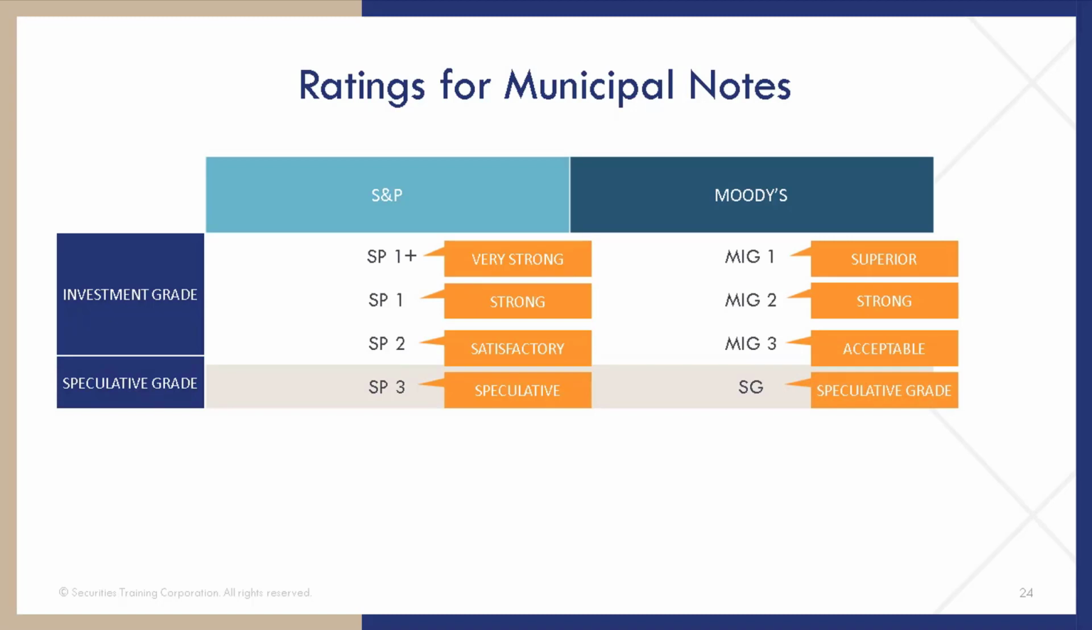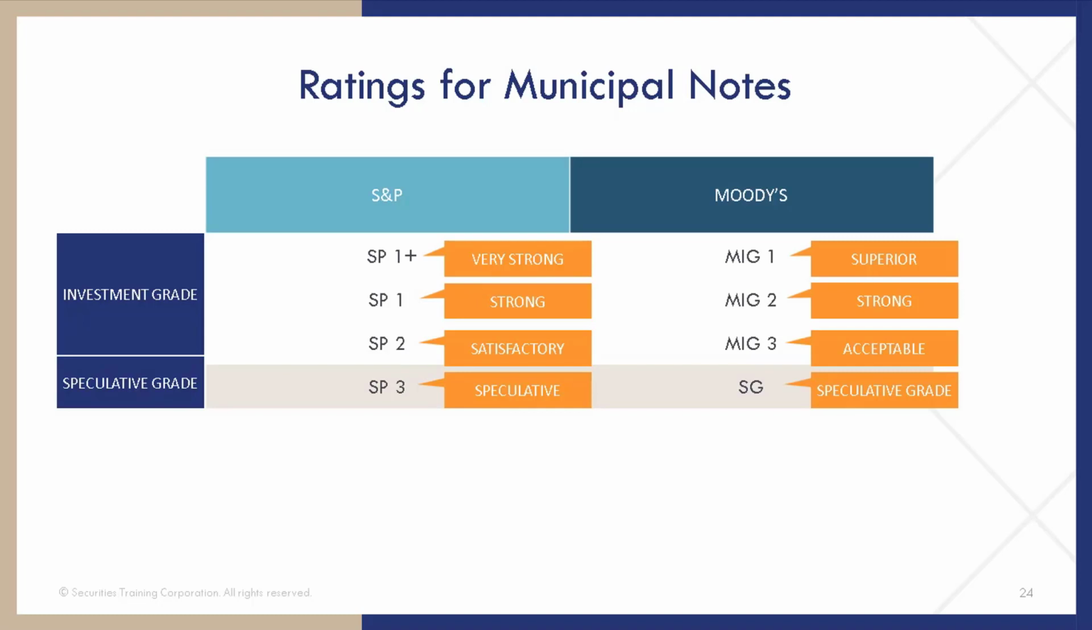What I might watch out for on the test is make sure you know that MIG ratings are for municipal notes, and MIG 1 through MIG 3 are all investment grade. In fact, the IG stands for investment grade. And know that 1 is better than 2, which is better than 3.